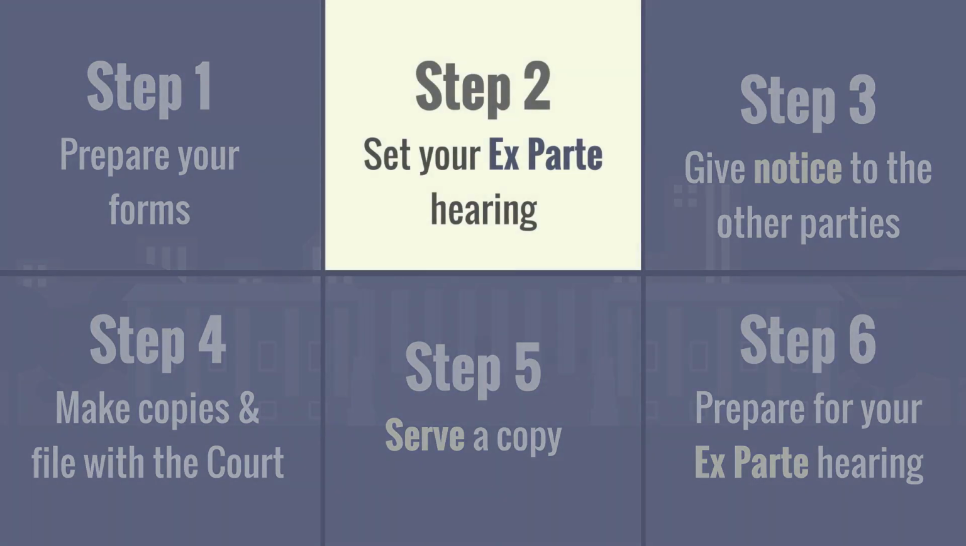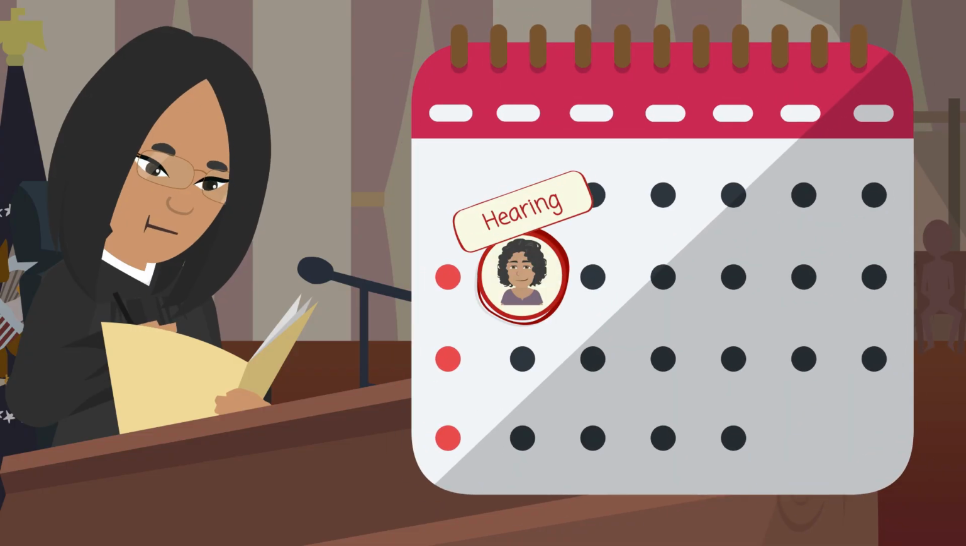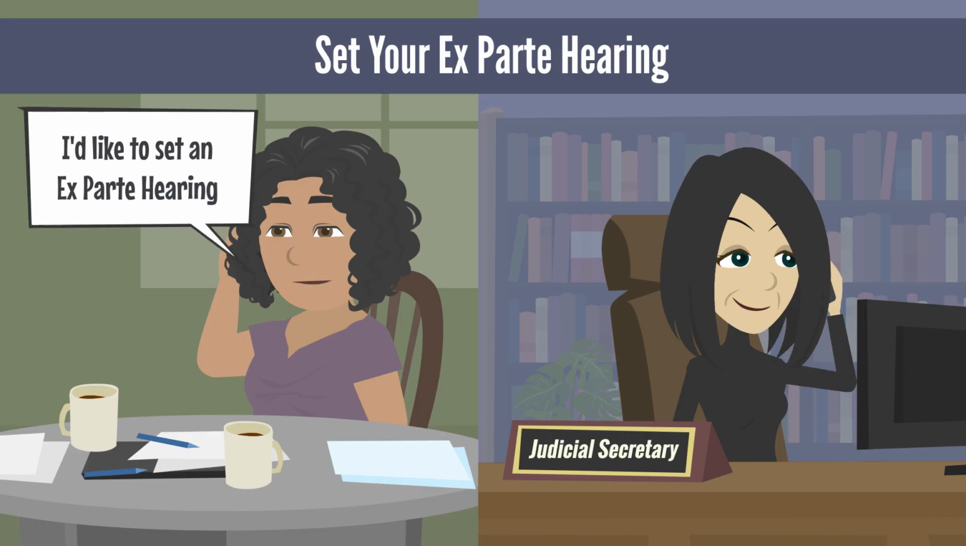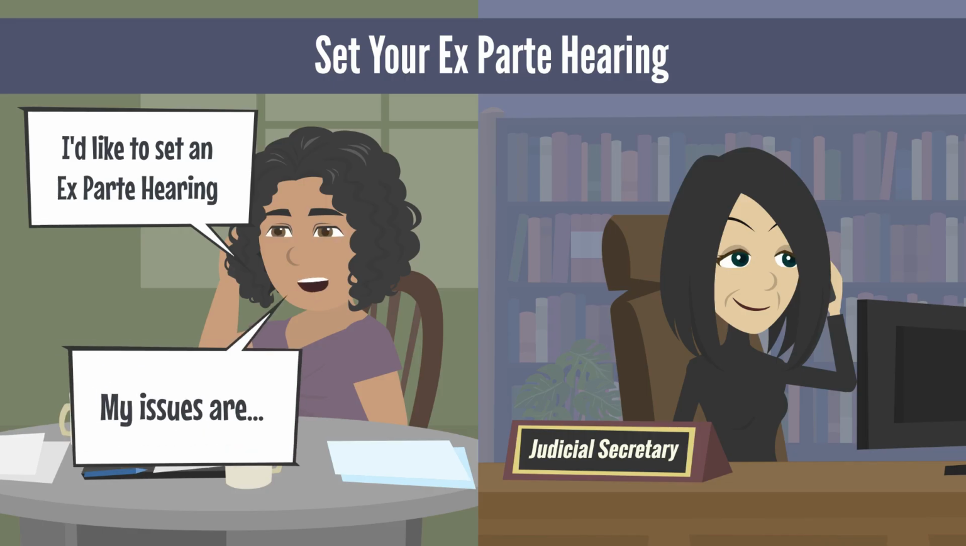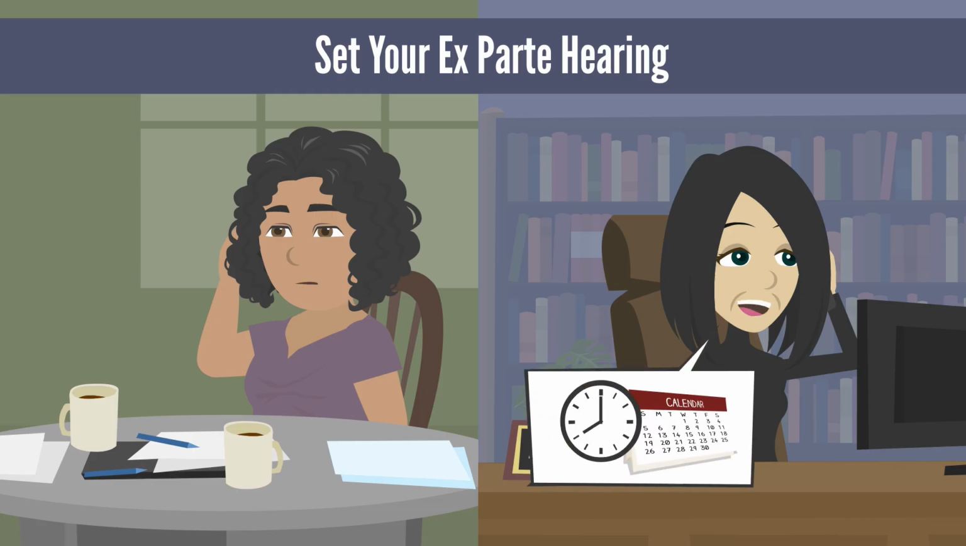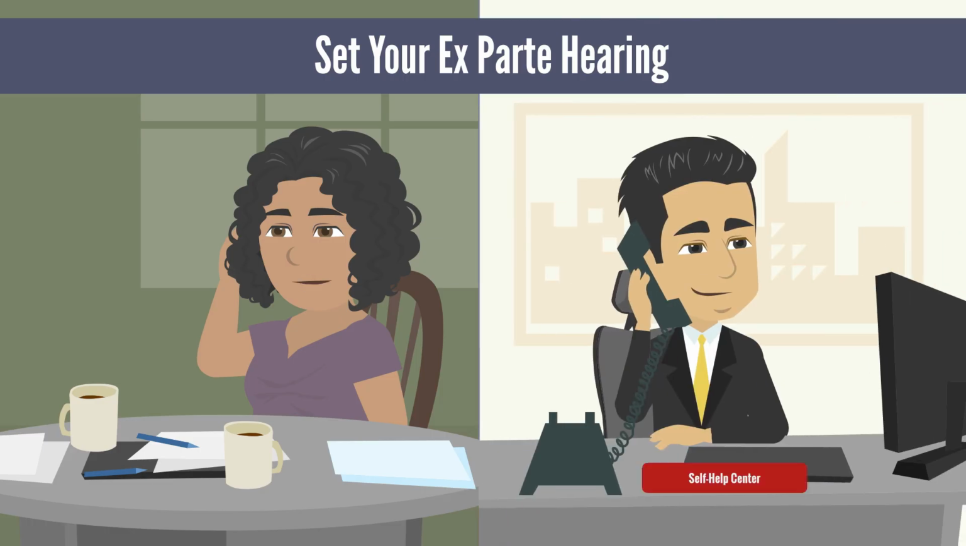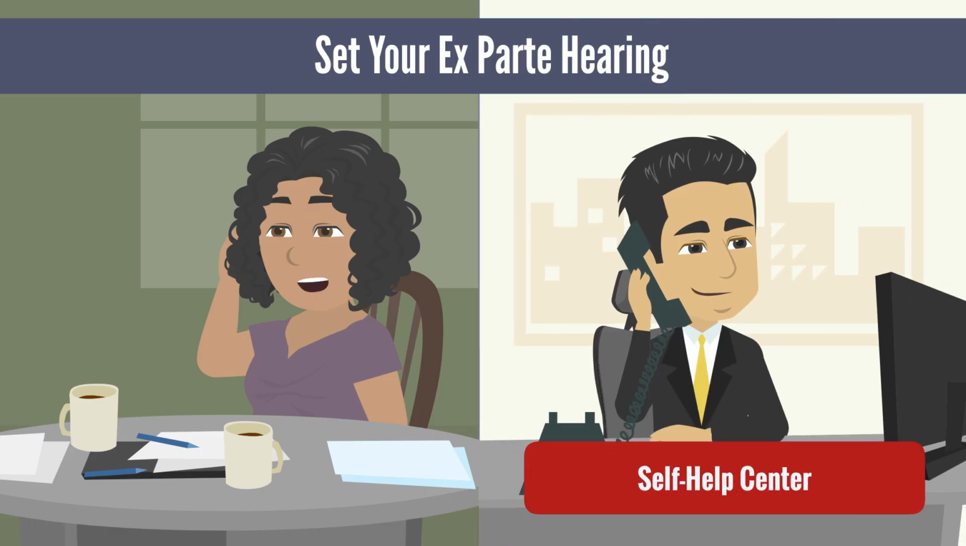Step 2. Set your ex parte hearing. Most ex parte hearings must be scheduled through the judge's secretary. When scheduling your hearing, you must tell the judge's secretary the specific issues you will ask the court to address at the hearing. The secretary will give you the date and time of the hearing. If you are seeking an emergency hearing for a restraining order, you should check with the Self-Help Center or the clerk's office for information on setting the hearing.